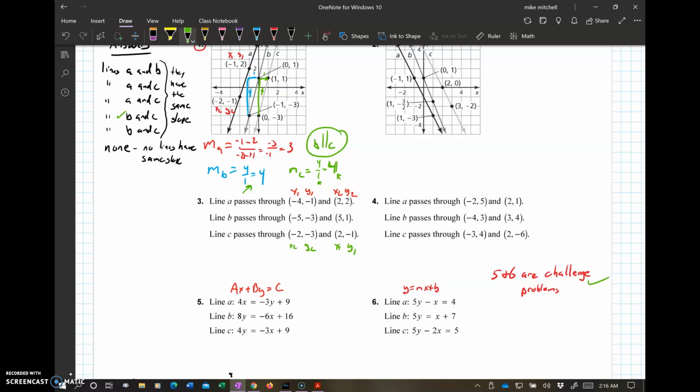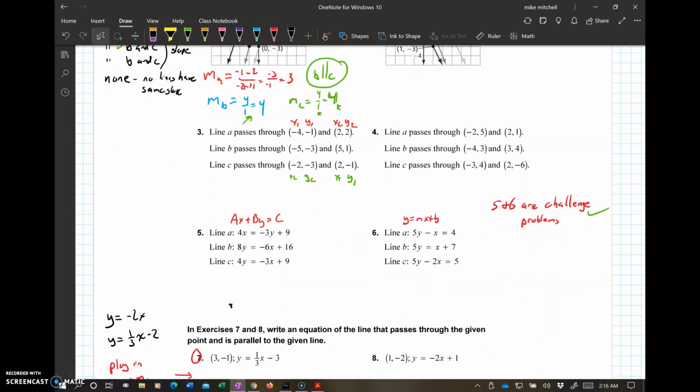5 and 6 are a little trickier. You can get them in slope-intercept form if you want, or you can use your standard form. This line A is pretty easy to get into standard form. Plus 3y, plus 3y. That gives me 4x plus 3y equals 9. I can get my slope from that.